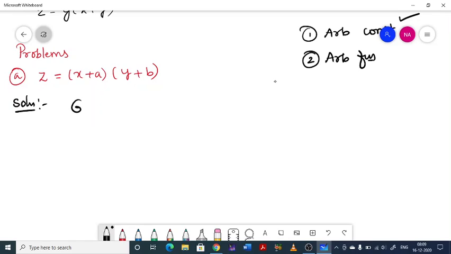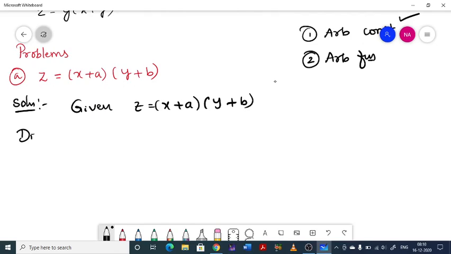Given z equal to x plus a into y plus b. I have to get a partial differential equation. That means I should get a partial derivative. Here it is obvious, you can directly check this. Z is a function of x and y. Z is a function in two variables, x and y. So differentiate with respect to x and y partially.